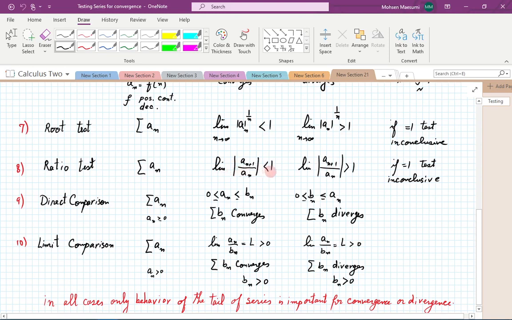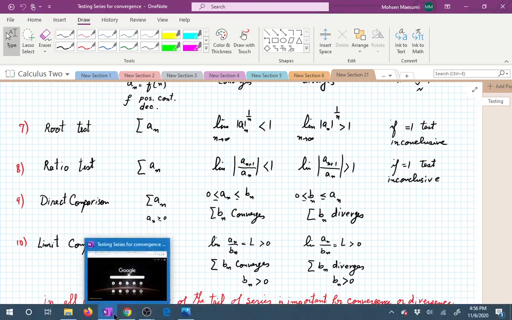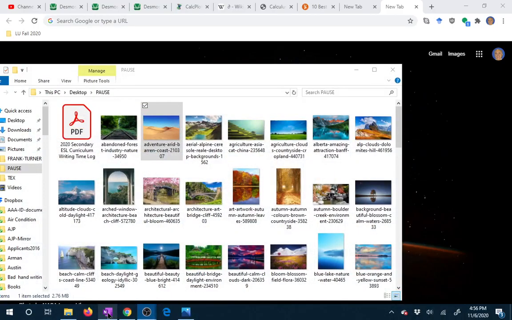If the limit is less than 1, we know that the series converges. Otherwise, if it's larger than 1, it diverges, and if it is 1, it's our unlucky day. We have to go to plan B to figure out some other way of doing it. So let's go ahead and take a look at the problem.